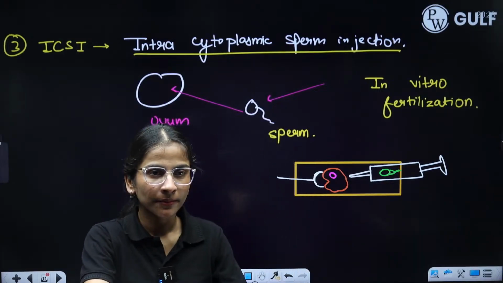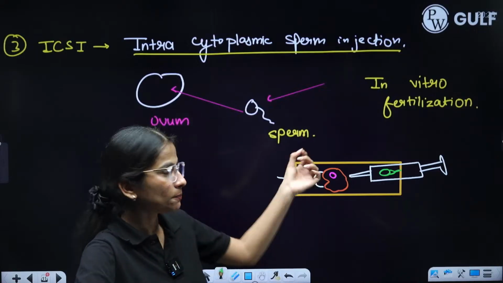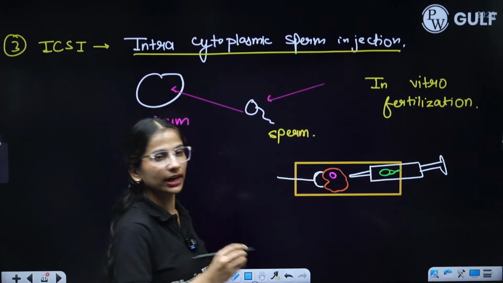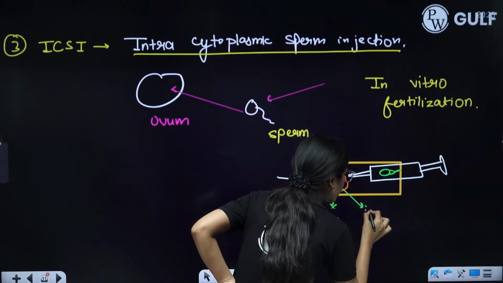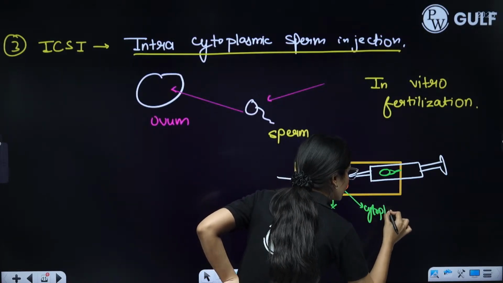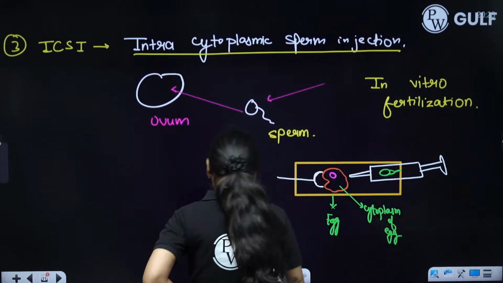Okay, so this is intracytoplasmic. They are sending the sperm inside the cytoplasm of the egg. This is the egg and this is the cytoplasm of the egg. And this is the sperm.